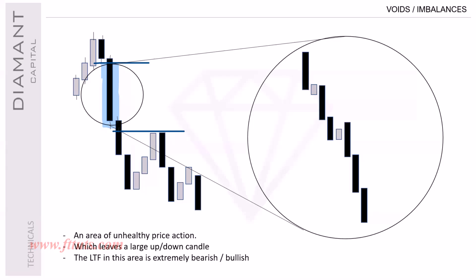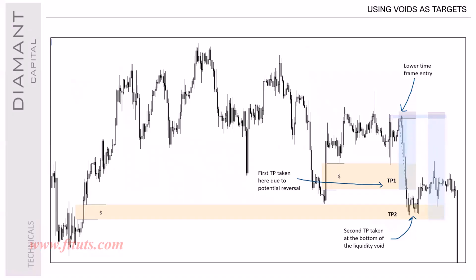And what usually happens is price likes to aim for that area as a draw on liquidity. A draw on liquidity is when price sort of gravitates to that area. So yeah, I'm just going to go through this example right here.